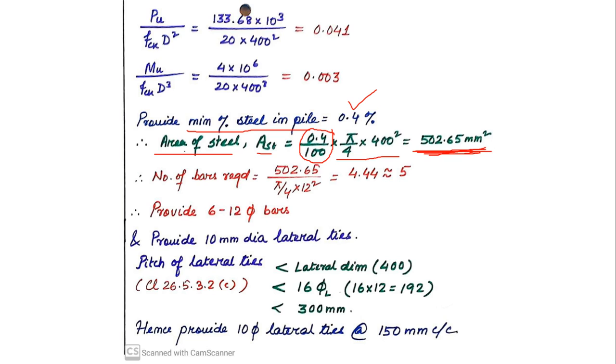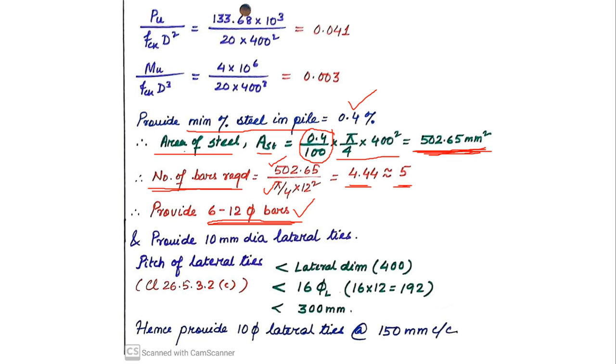If I know the area of steel required in my pile, I can easily determine how many reinforcement bars are required, right? So 502.65 divided by the area of one reinforcement bar gives you the number of bars. The number required is 4.44, so that is approximately equal to 5. And to be on the safer side, I provide 6 numbers of 12 mm dia bars in my pile. So finally I have decided that I will be providing 6 numbers of 12 mm dia bars, and this is actually the longitudinal reinforcement.